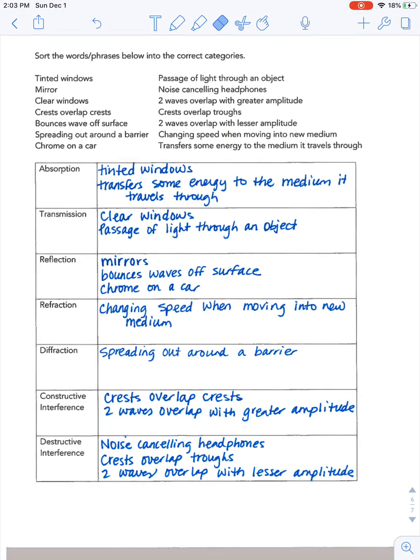Okay, so constructive is crest over a crest, whereas destructive is going to be a crest over a trough. It's almost like that highest of high and the lowest of low, and when they come together, they almost cancel each other out a little bit. It's a lesser amplitude, less energy. And that's how noise canceling headphones work.